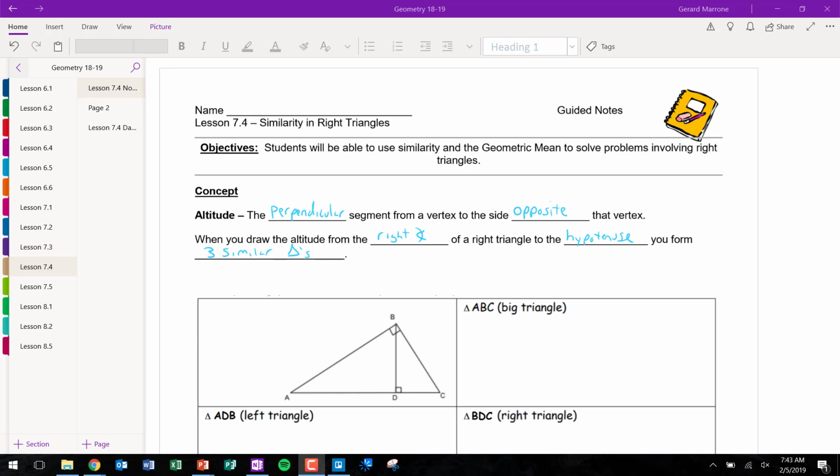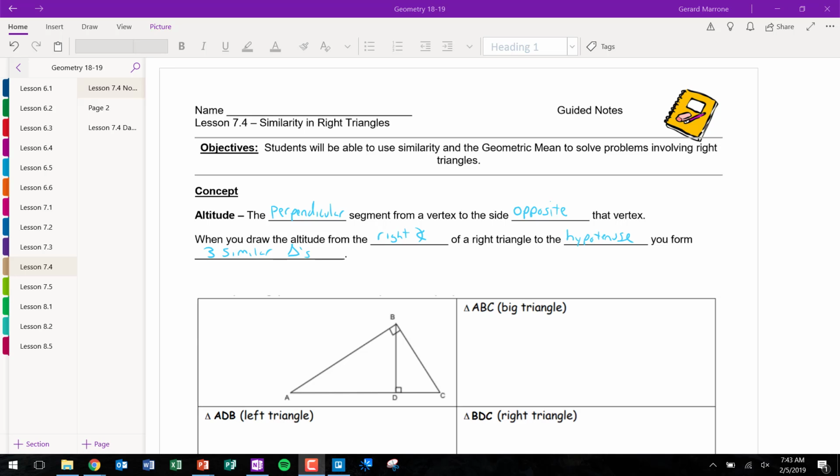Welcome back in. So last lesson we looked at similarity and how we could prove triangles similar, and we had three methods for doing that. We had angle, we had side similarity, and we had side-angle-side similarity. Now we're going to focus in and look at similarity in right triangles.